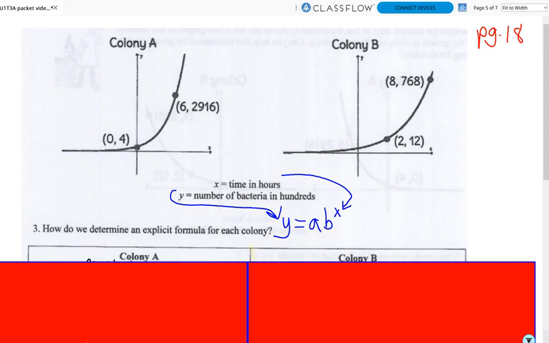On page 18, on the top, they give us the same 2 graphs with the same 2 points, and I point out down here that from this information from the graph, our x value in the equation is going to represent time, and y is going to equal the number of bacteria in hundreds as we create our explicit equation.